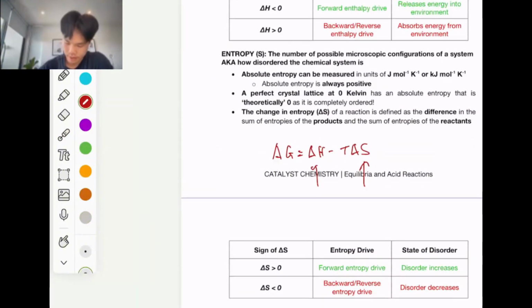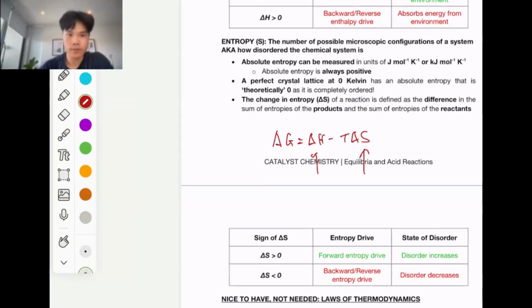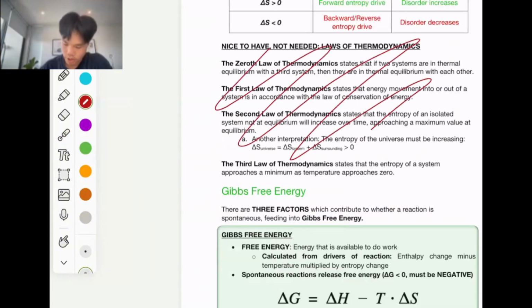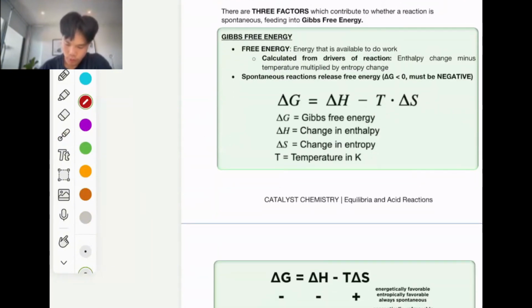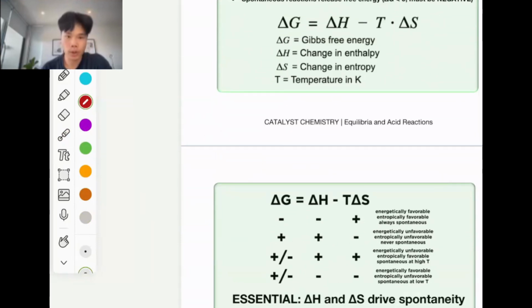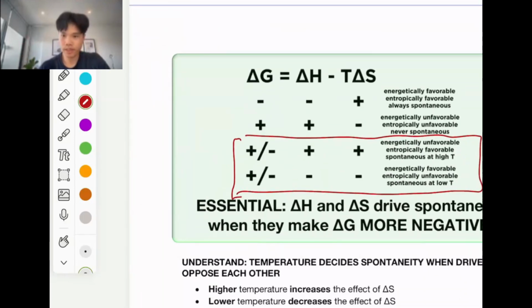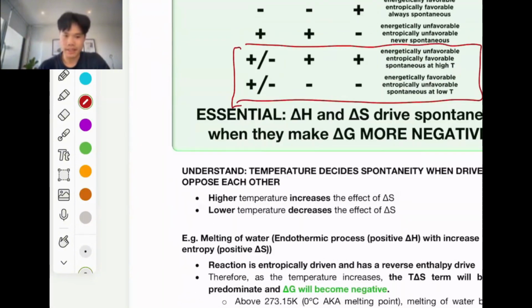One thing that people miss a lot with entropy is how you figure out entropy change from looking at an equation. We won't worry too much about the laws of thermodynamics, not very important. In the Gibbs free energy equation, there are 4 cases: you have spontaneity always, you have non-spontaneity always, or 2 cases where it's temperature dependent. These two. Any questions on those 4 cases? Okay.